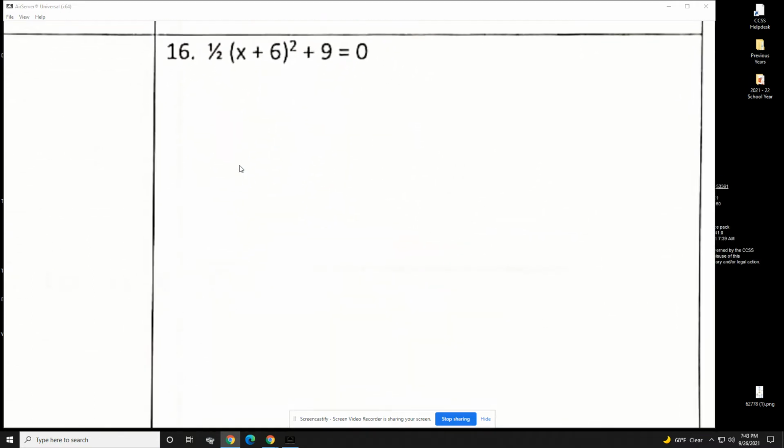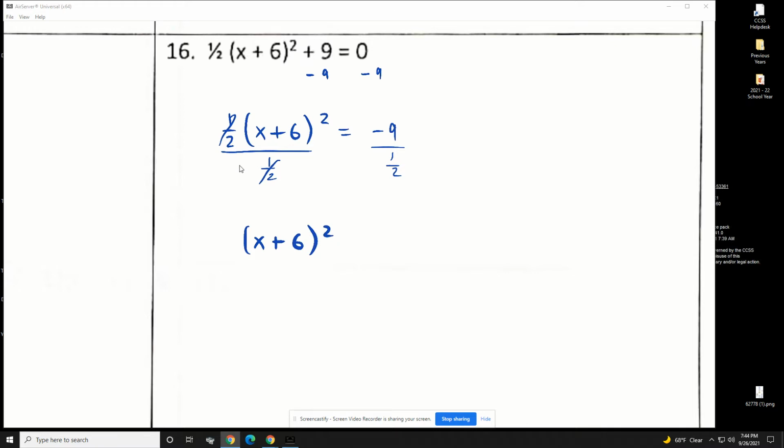And let's do number 16. It's the last one you guys had to do for homework. Subtract the 9. So 1/2 times x plus 6 squared equals negative 9. Then you had either one of two options. You could either divide by the 1/2, and since your calculator is good at dividing, that's fine. Or you could multiply by the reciprocal, which would have been 2/1 or 2. Either way, if you do it correctly, you're going to be left with x plus 6 squared equals negative 18.